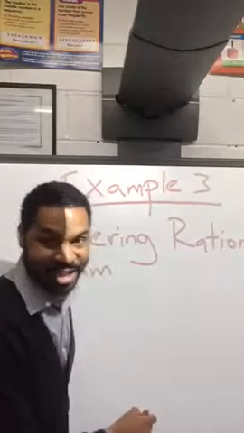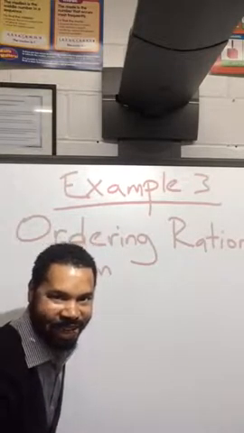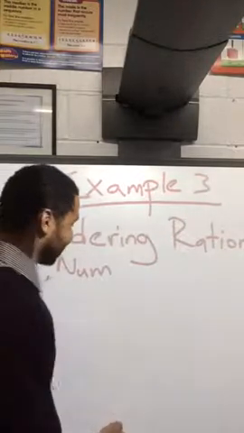May I have a slice of rational numbers, please? With, what do you want? Broccoli for toppings? All right.